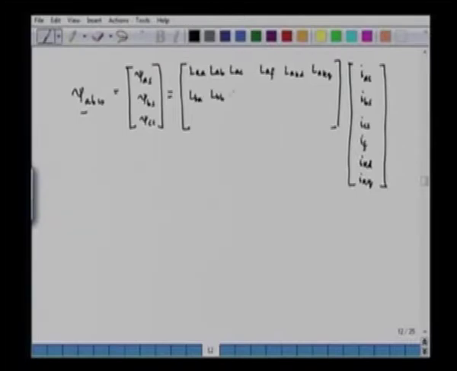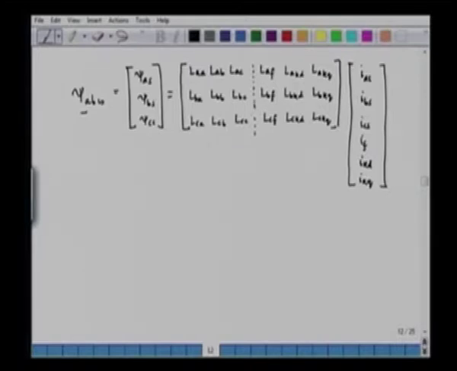LBA, LBB, LBC, LBF, LBKD, LBKQ, LCA, LCB, LCC, LCF, LCKD, LCKQ. Now, this inductance matrix is multiplied with the current vector to give us the flux linkage. So, we can divide this inductance matrix into two parts.